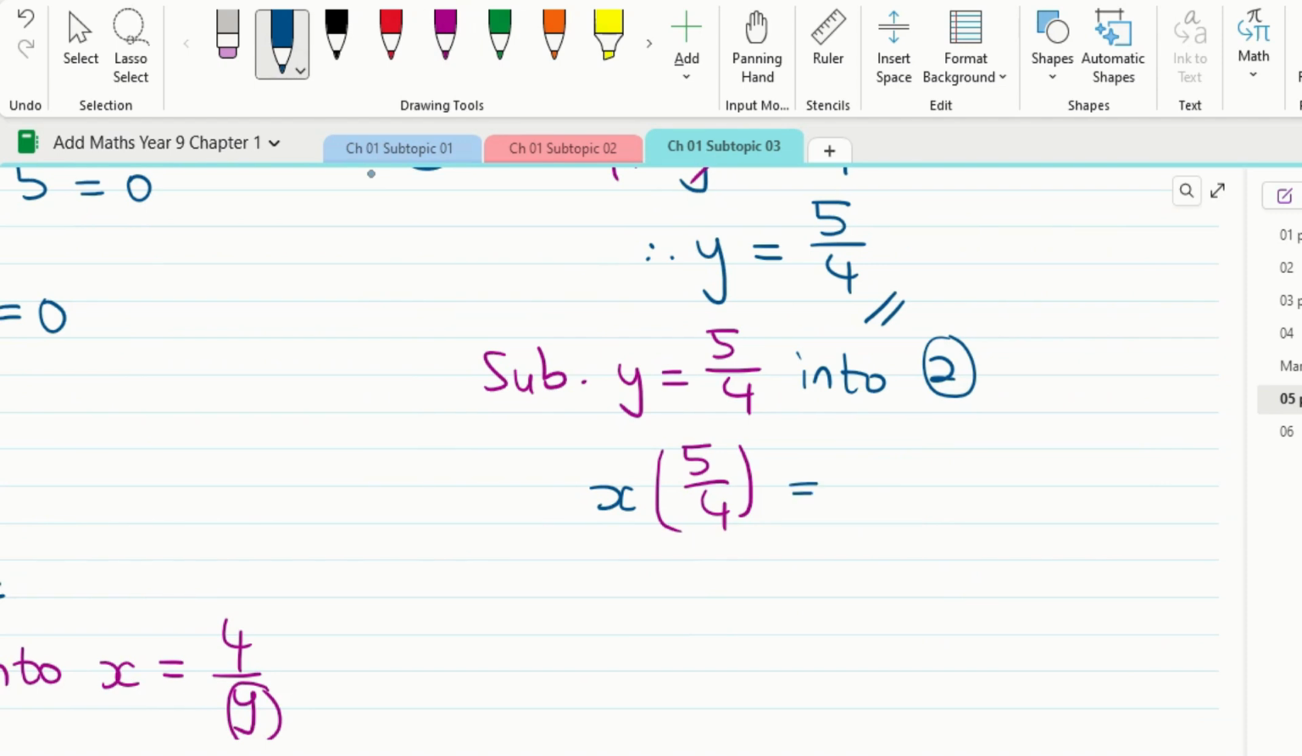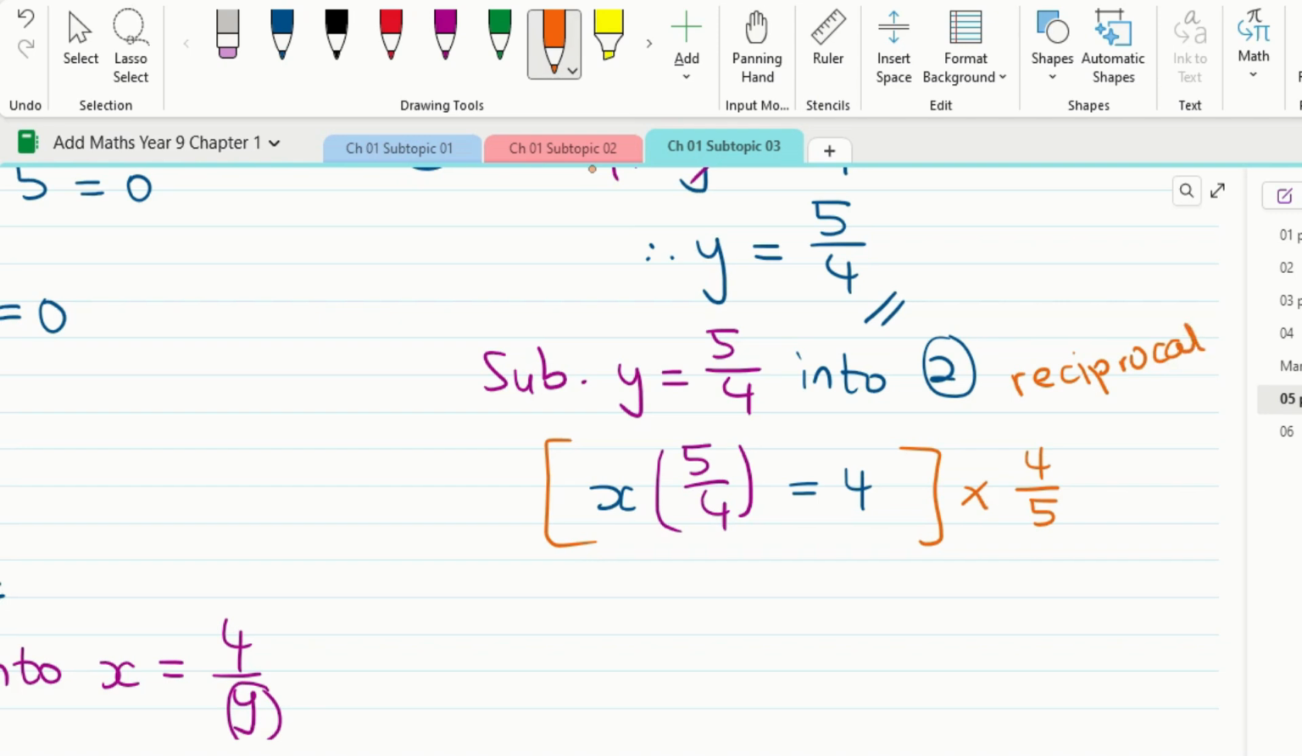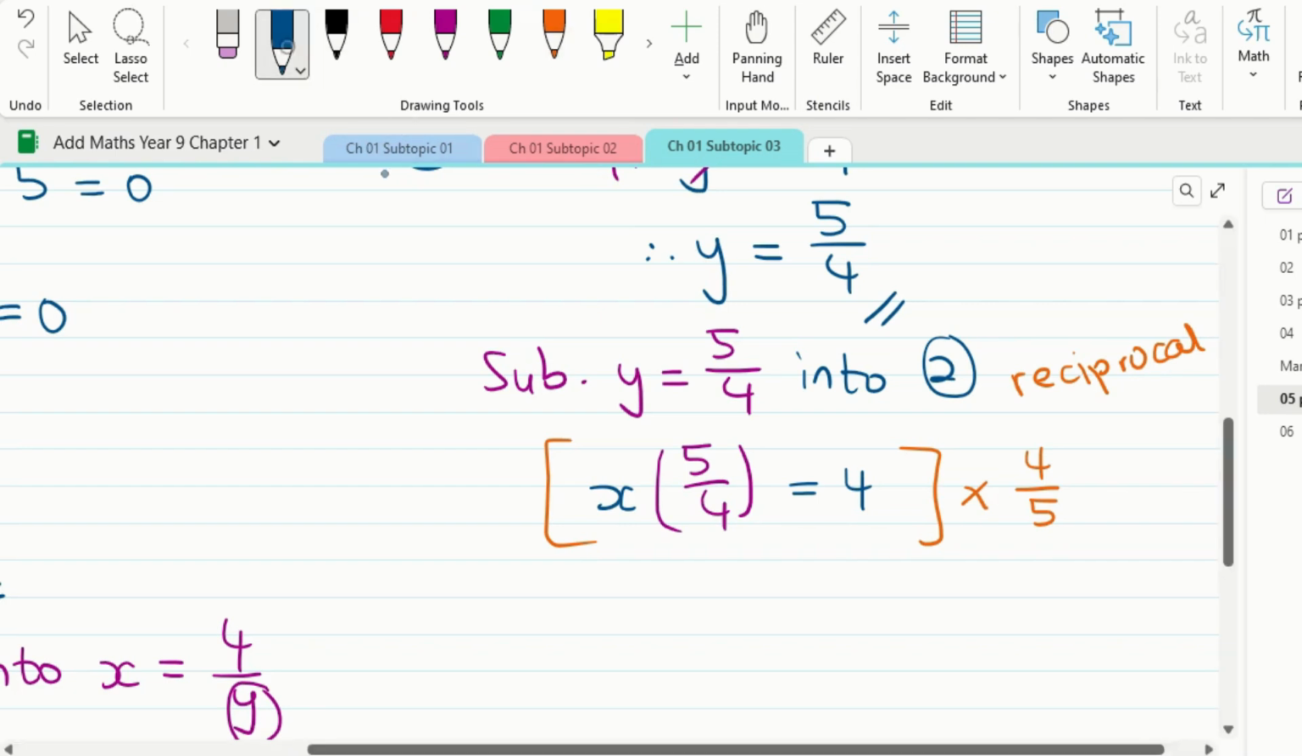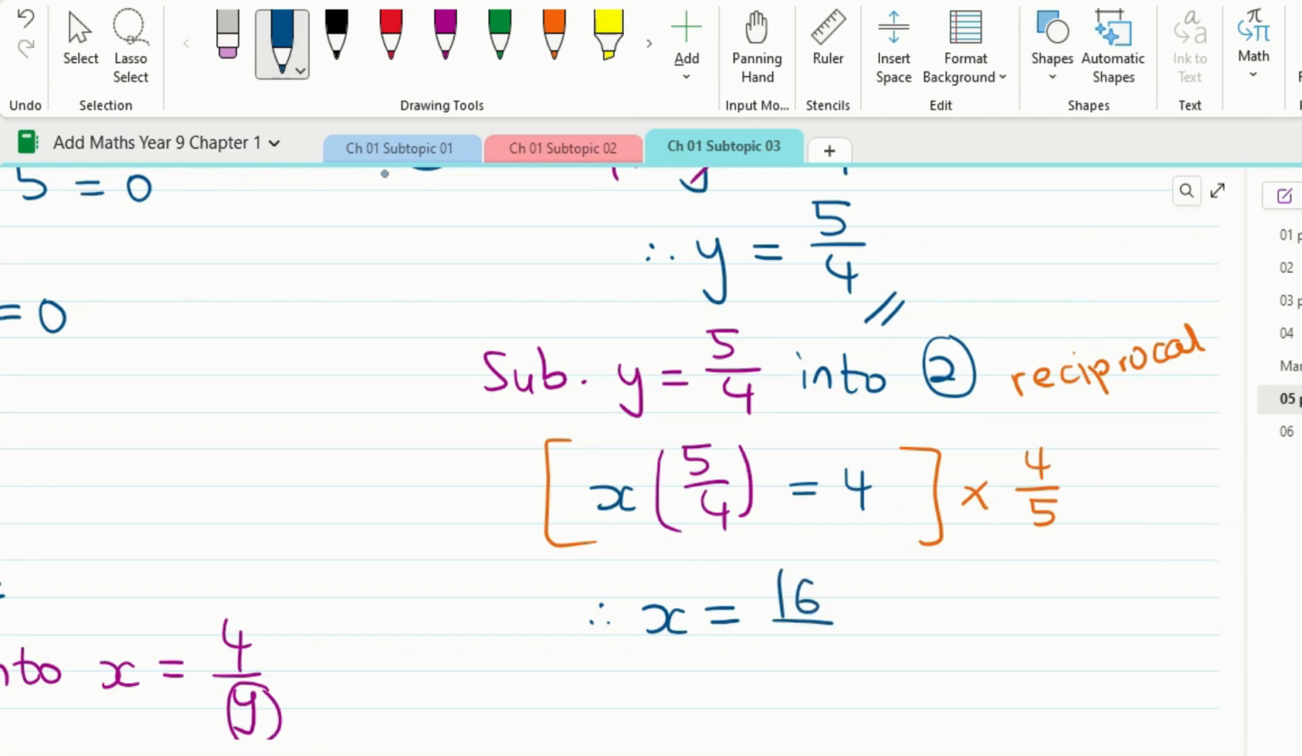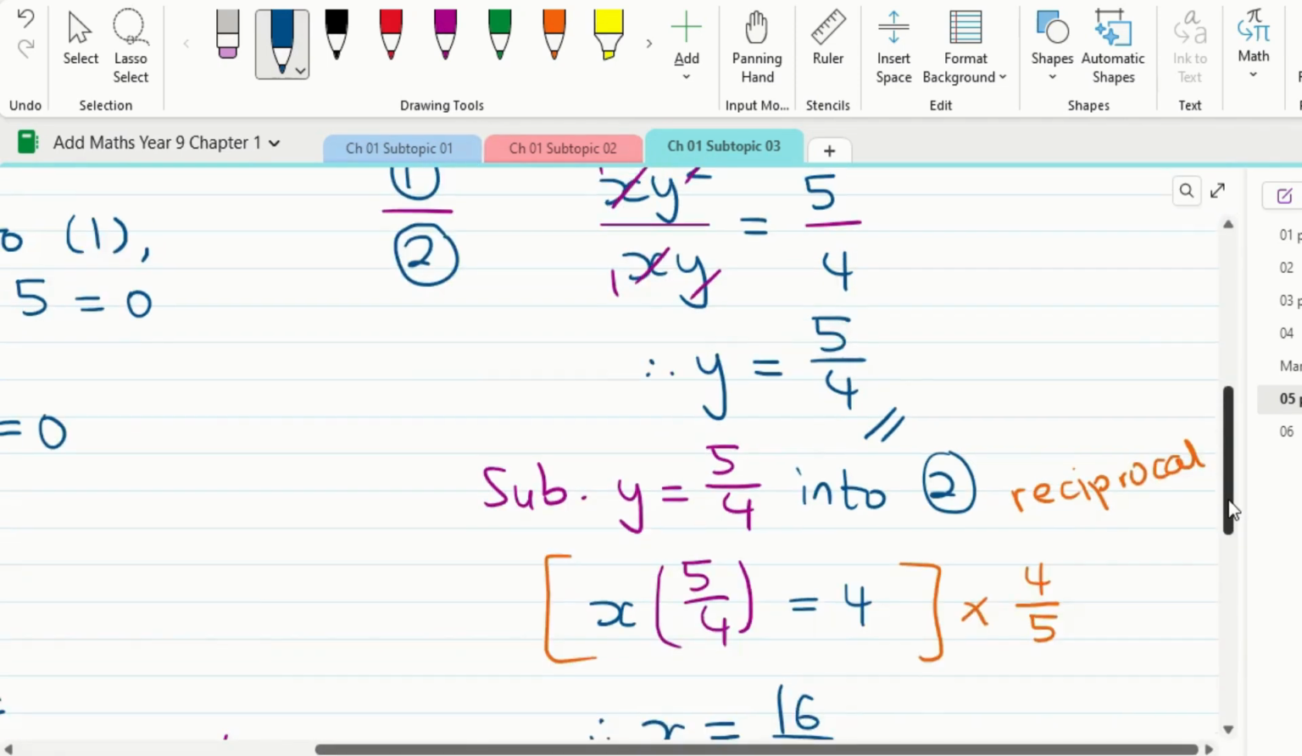equals to 4. So here you can multiply the whole equation, but you have to multiply with the reciprocal of 4 over 5. If you must know the word reciprocal, it is any number that you flip. For example, for a fraction of 5 over 4, the reciprocal is 4 over 5. So on the left hand side is x, and on the right hand side is 4 times 4 over 5, which is 16 over 5. So this is one of the methods that is also possible.